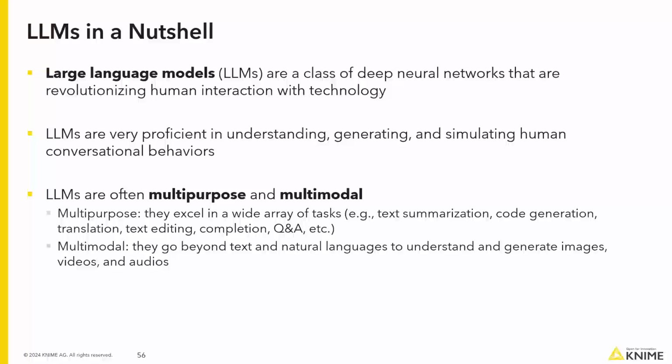LLMs can be of 2 different types, multi-purpose and multimodal. Multi-purpose refers to the fact that they can excel in different tasks, for example text summarization, question answering, code generation. So they are not specialized uniquely on one task, but they can solve multiple. And multimodal means, on the other hand, that some LLMs can also take as input images, videos, audio files. So not only text, which is probably the most common way to interact with them.